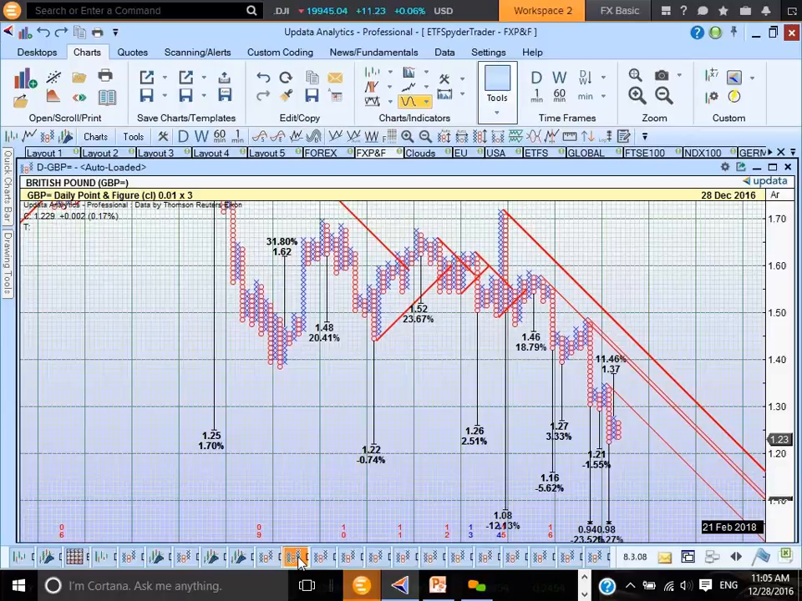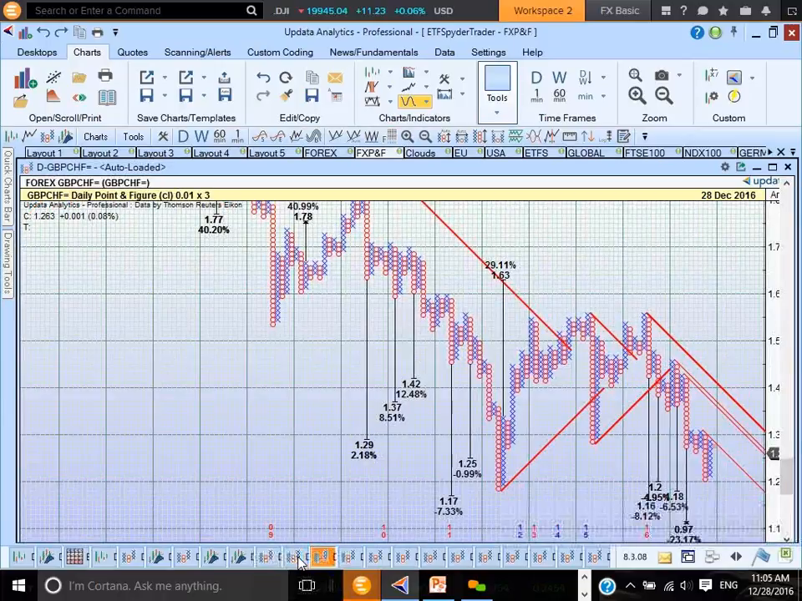So far, the long-term trend is down. For the sterling to be a buy, we need to actually break past these resistance levels and the trend lines to change to the upside. So we still haven't got that. The long-term trend remains down on sterling with a 121, 120 point and figure chart target.